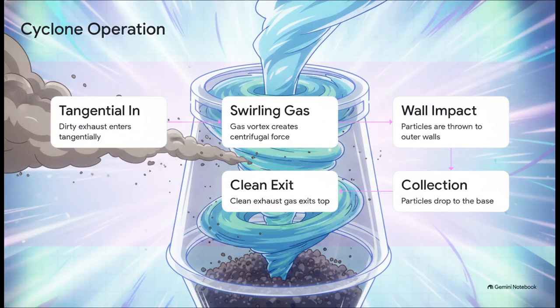First, the dirty exhaust gas enters tangentially, which forces it to spin. Second, that swirling gas stream generates our centrifugal force. Third, because the particles have more mass than the air, they are forced to the outside walls. Fourth, they lose momentum and drop straight down to the collection base. And finally, the resulting cleaner exhaust gas spirals upward and right out the top.